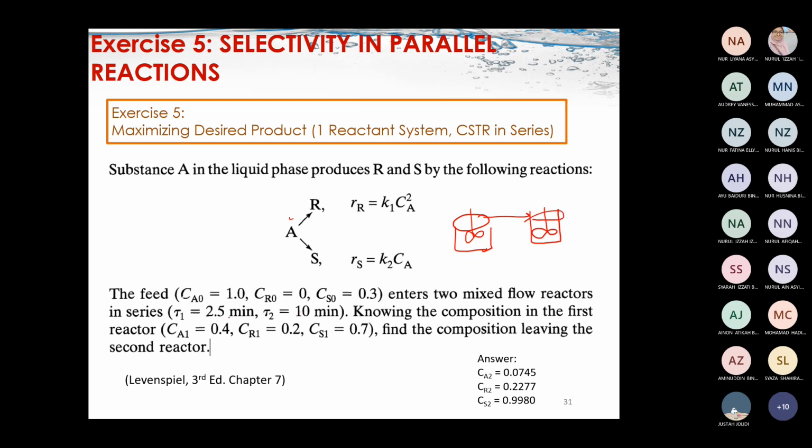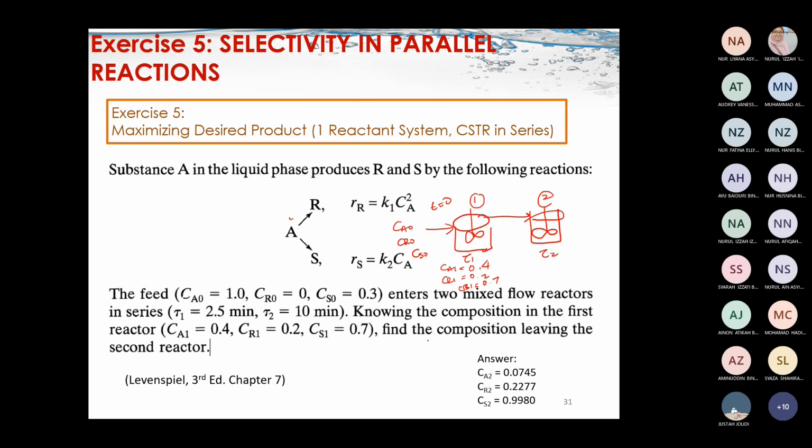Given that tau 1 is 2.5 and tau 2 is 10 minutes, so the value of tau 1 and also tau 2 are given, and also at the inlet, the values for CA0, CR0, and also CS0. So this is the first reactor, we label it as number 1, and this is number 2. The composition in the first reactor is CA1 equal to 0.4, CR1 is 0.2, and CS1 is 0.7.